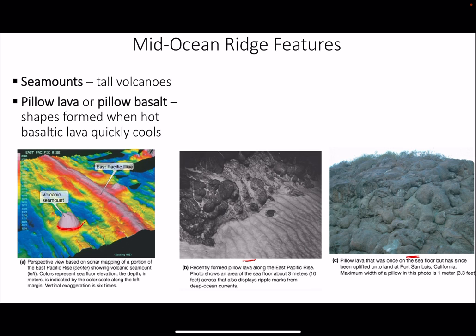This is lava that comes out, just like lava out of a volcano, except instead of hitting the air, it hits the really cold, deep ocean, and so it cools really quickly. On the right, this picture C is what this pillow lava looks like once it's been uplifted onto land. So this is now an on-land feature that used to be at the bottom of the ocean.